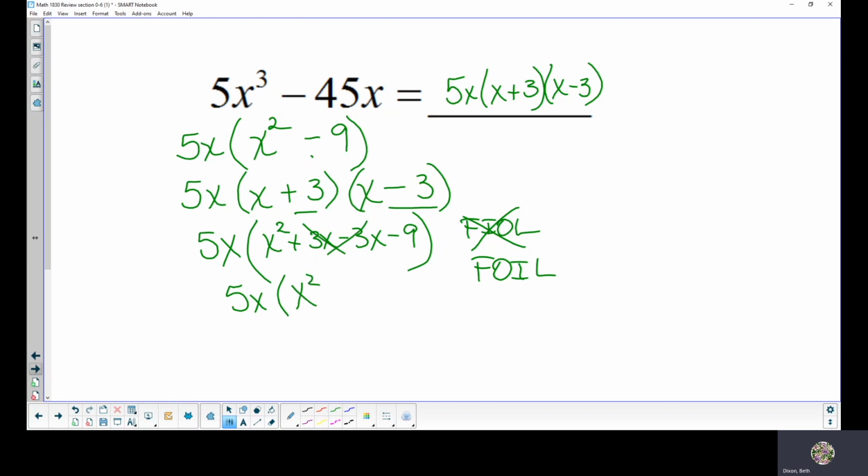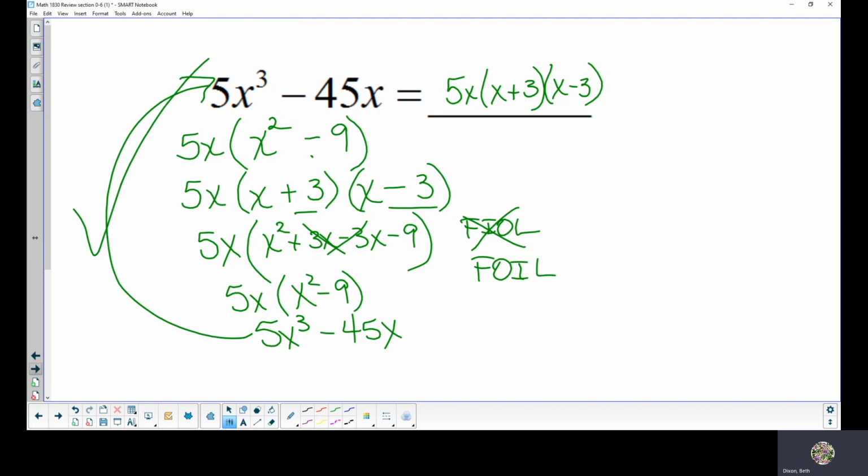So you get x squared minus 9. 5x times x squared would be 5x to the third. 5x times negative 9 would be minus 45x. And since this matches this, we can put a big check that that is our correct answer.